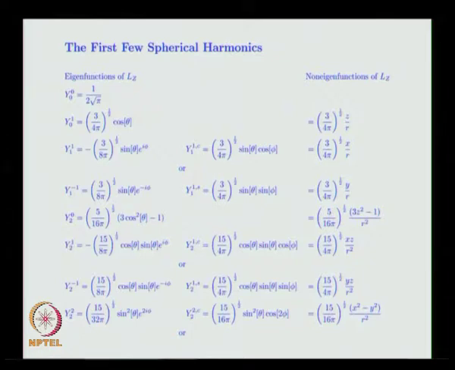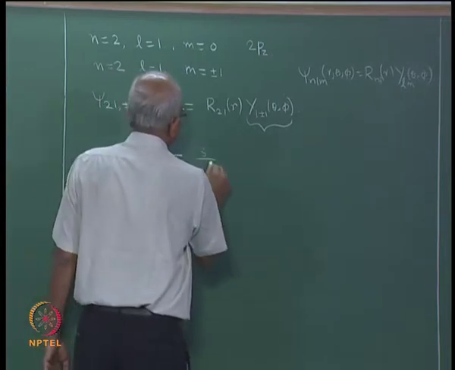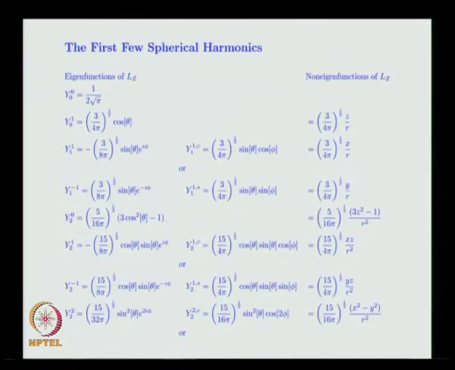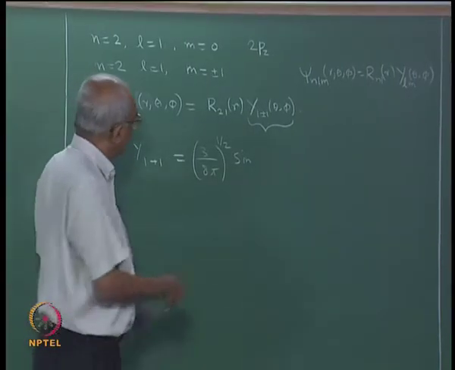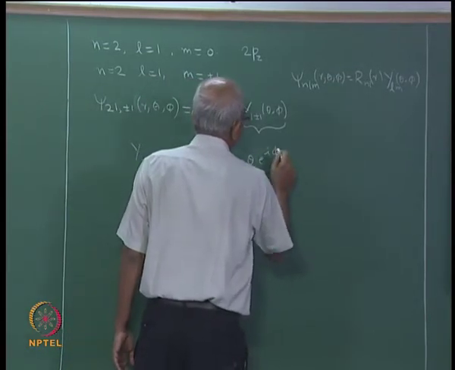Okay. So, Y1 minus 1 is here, Y1 plus 1, where is it? Yeah, there it is. Okay. These are the two functions. What is their form? Y1 plus 1, for example, is actually 3 by 8 pi, we are not terribly interested in this constant, and in fact we can even omit it. If you are thinking of just the angular dependence, how it is changing as a function of angle, this is just a constant. Then sin theta e to the power of i phi.